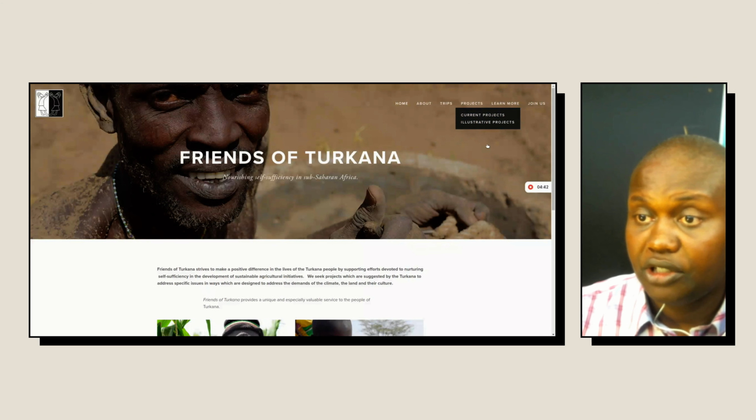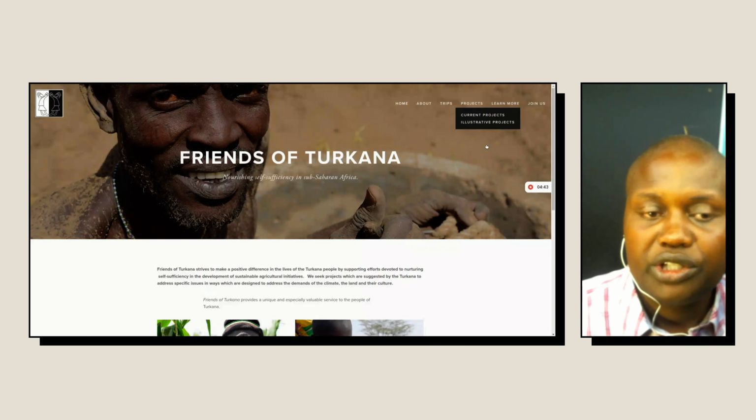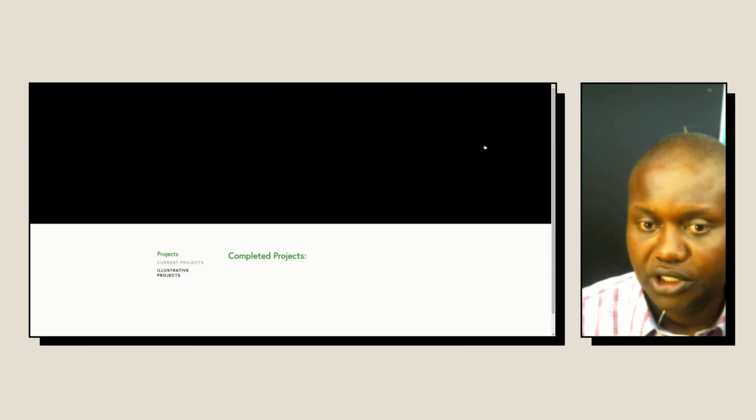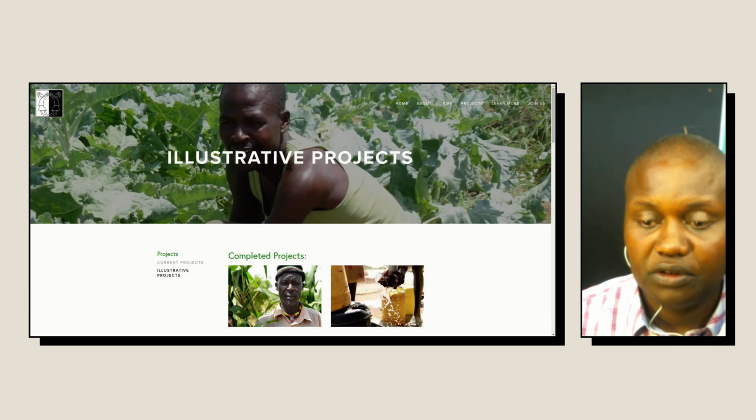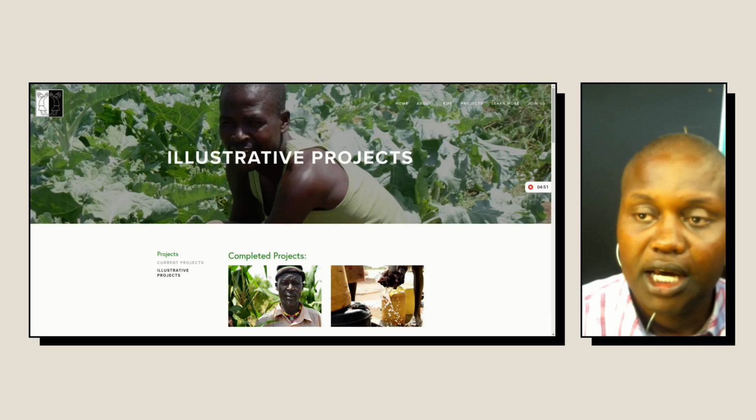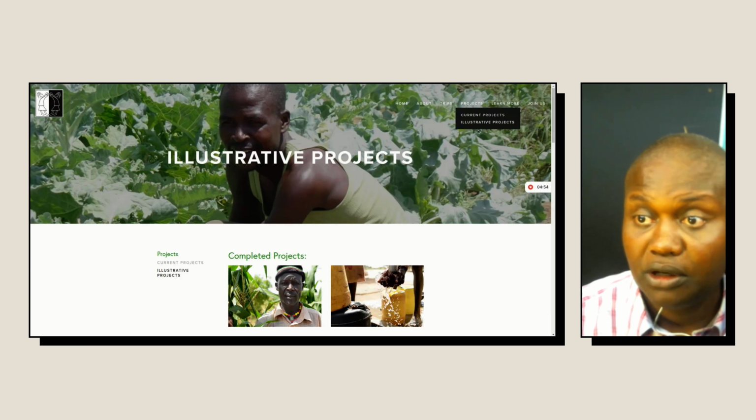First, they have two kinds of projects. They have illustrative projects, which are essentially their completed projects. Of course, it's powerful because it can show potential donors, hey, this is what we've completed, this is what we've accomplished over there on the ground. So we're not just full of fluff.